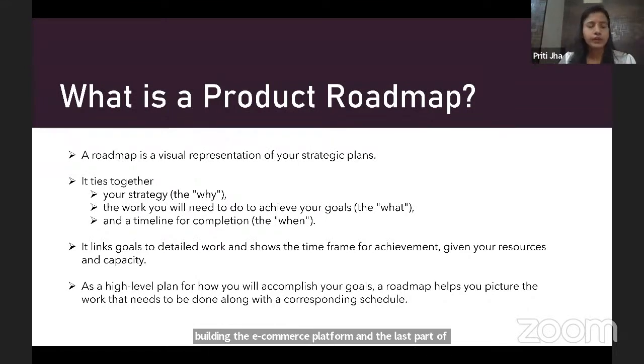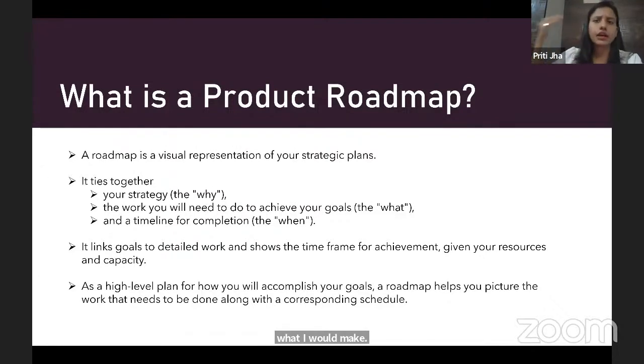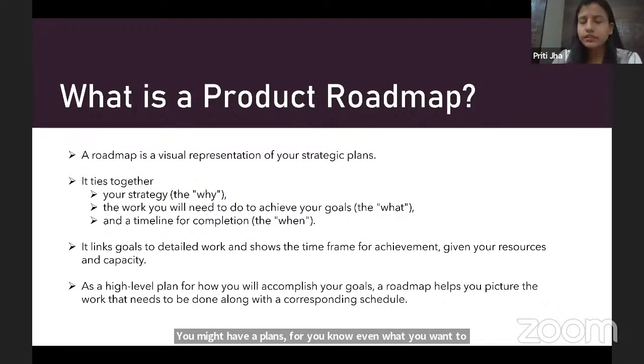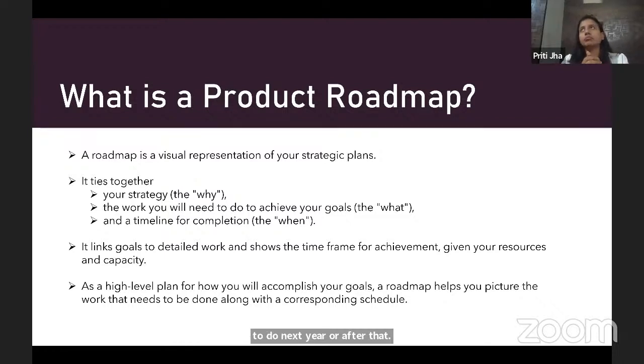Now, when you have this entire roadmap that, okay, I need to do this to achieve my goal of finally having my product built completely end to end, I'm going to build this much in the first quarter, this much in the second, and so on. And then you might have plans for what you're going to do next year or after that. And this again is completely subjective to the organization that you work in.